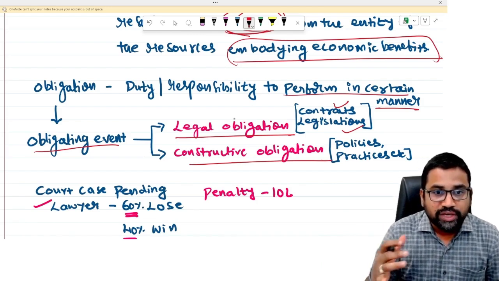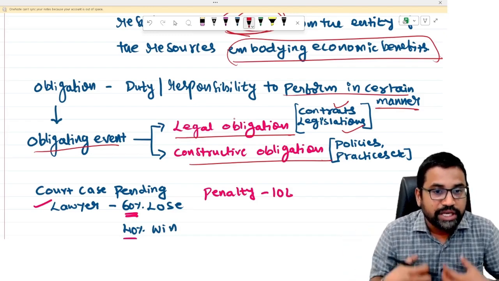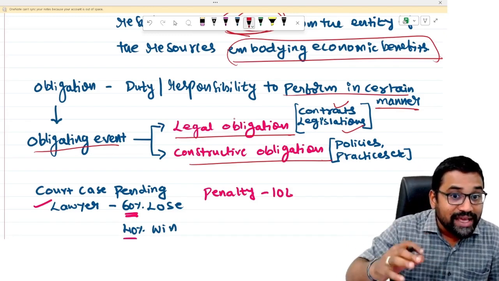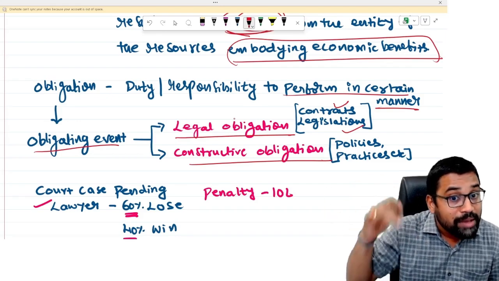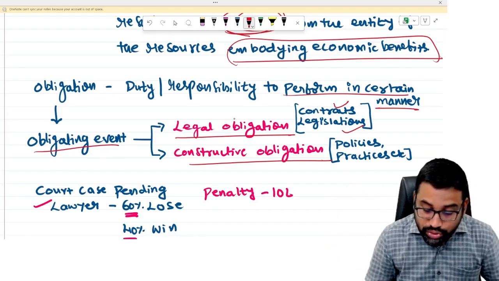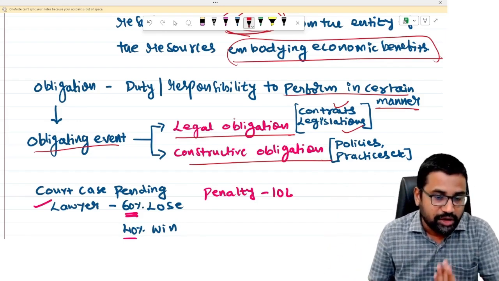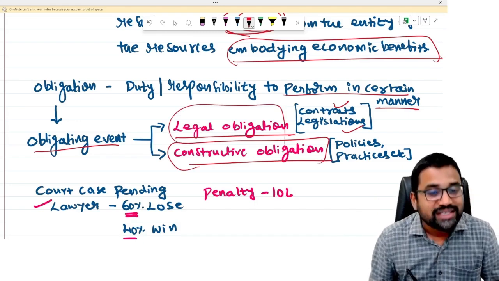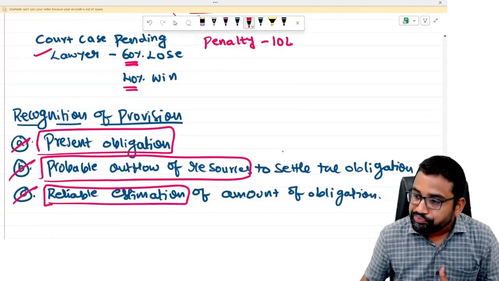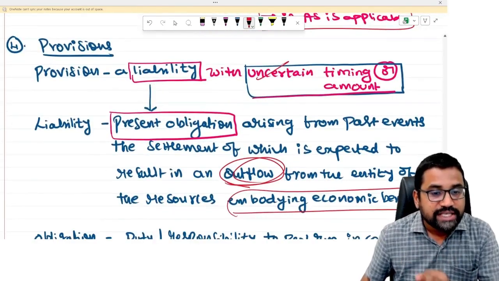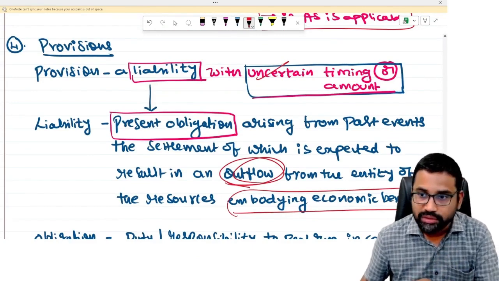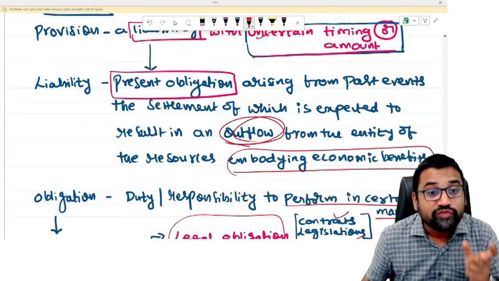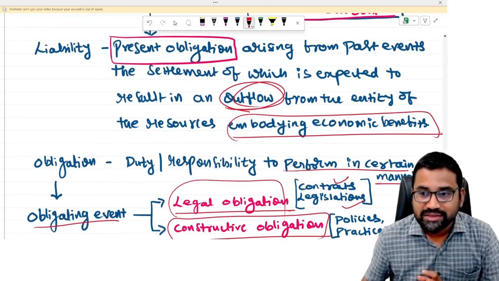Suppose, for example, the company is following one policy, and according to that policy the company needs to pay a certain amount to the other party. Therefore, it's a constructive obligation. So this obligation may arise either because of law, or because of your own practices and policies. If the obligation arises from policies and practices, that is called constructive obligation. If it arises from contracts, that is called legal obligation. So look at the things: provision is a liability with uncertain timing and amount. Liability is a present obligation arising from past events, the settlement of which is expected to result in an outflow of resources embodying benefits.